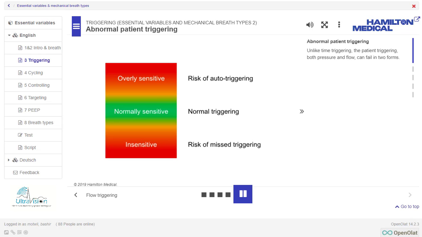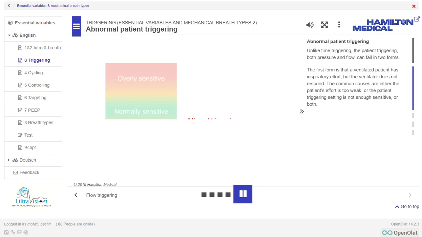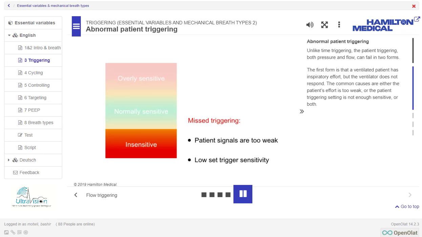Abnormal patient triggering. Unlike time triggering, the patient triggering, both pressure and flow, can fail in two forms. The first form is that a ventilated patient has inspiratory effort, but the ventilator does not respond. The common causes are either the patient's effort is too weak, or the patient triggering setting is not sensitive enough, or both.